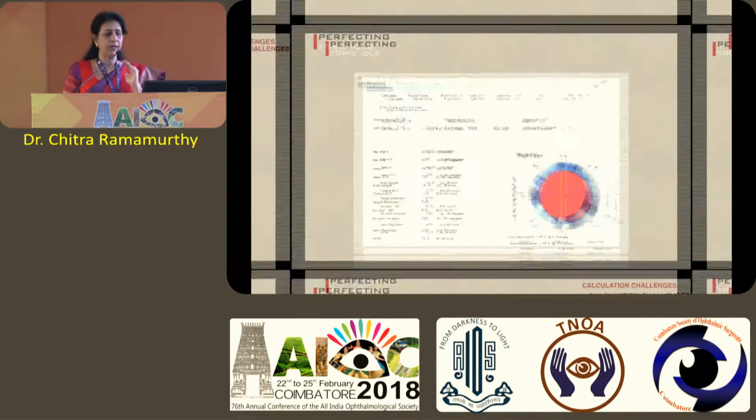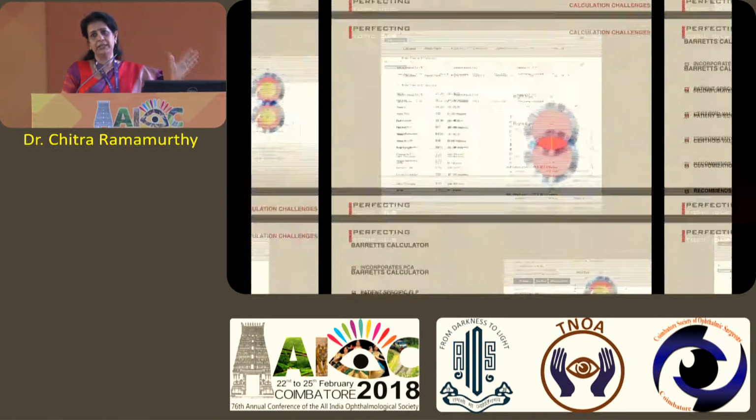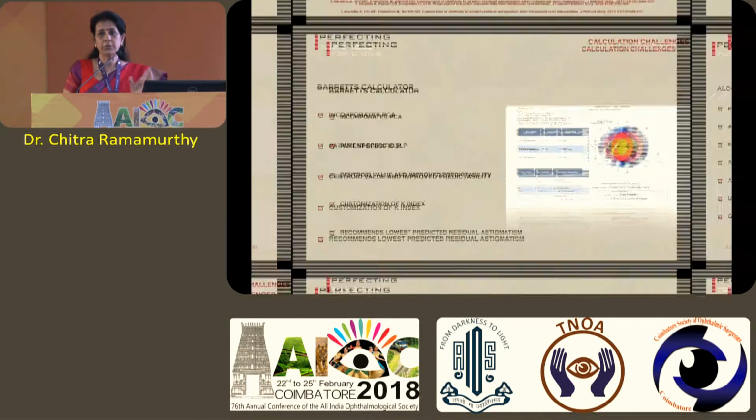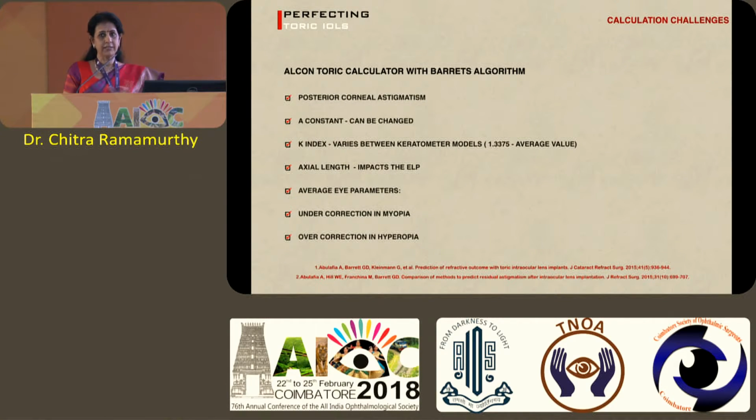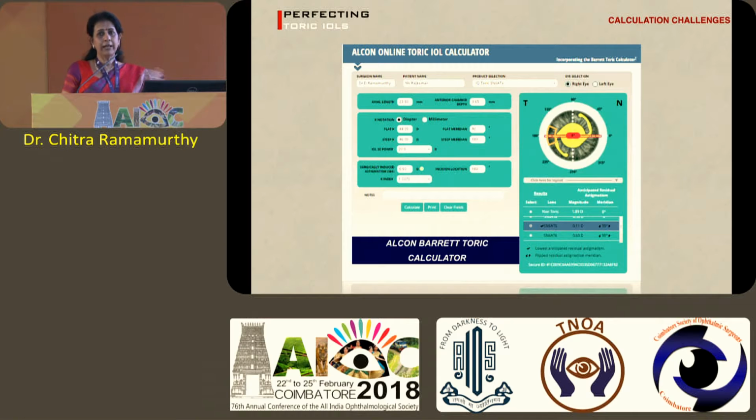It's sort of like a one-step formula. You just have to enter the basic data which you are entering, like the K and the steep K, flat K, axial length, anterior chamber depth. And what it does is, it takes care of the posterior cornea, the effective lens position, it writes the centroid value for you. It does customization of the K index depending on which keratometer we are using, and then it tells you what should be your lowest residual astigmatism if you choose a particular power. The Alcon toric IOL has also incorporated this Barrett's algorithm, and it takes care of these things.